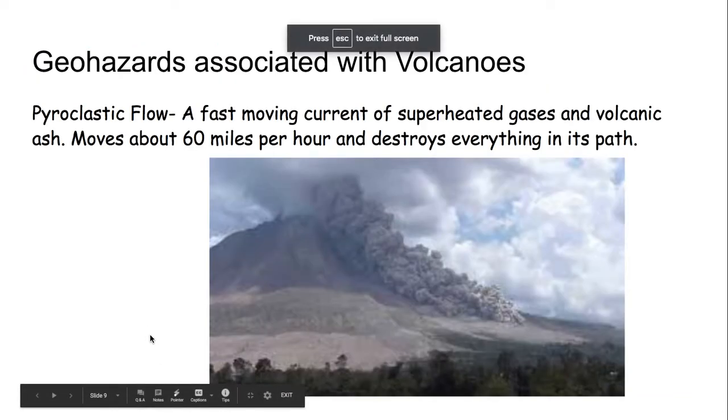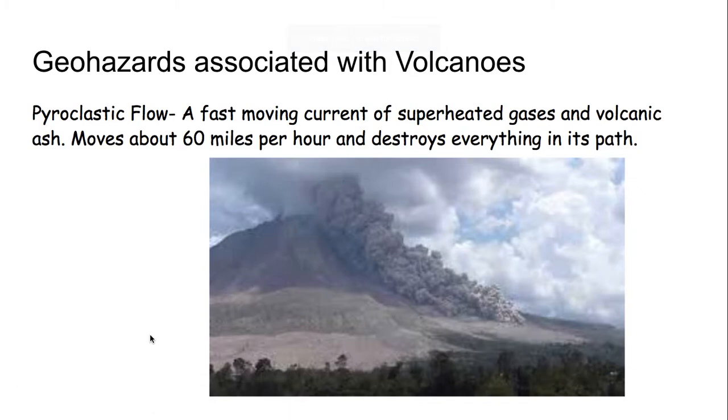Okay. Our last and final geohazard associated with volcanoes are called pyroclastic flows. All right, so pyro means fire, which just lets you know that this is something that's really, really hot. So it's a current of superheated gases and ash. So it's kind of like an avalanche of ash. It moves really, really fast, 60 miles an hour plus, and it literally destroys everything in its path. There is no way to outrun it. The only way to survive it is to not be in its way.